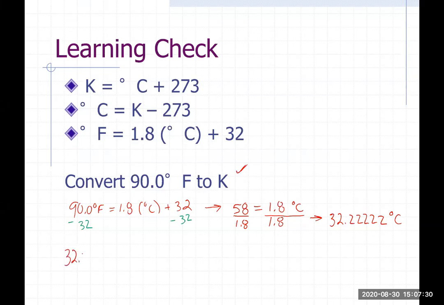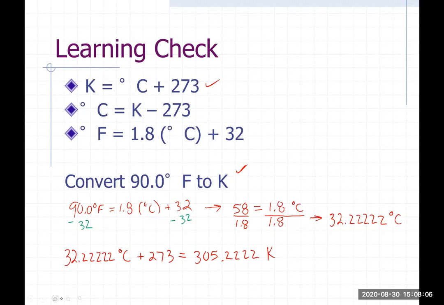So I'm going to take that 32.22222 degrees C, and now I'm going to add 273 to get to Kelvin. Okay, so I still have that 32.22222 forever in my calculator, so I just say plus 273, and I get 305.222, and again, those are trailing, but this is Kelvin this time.